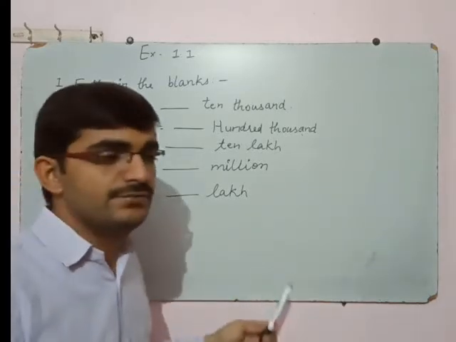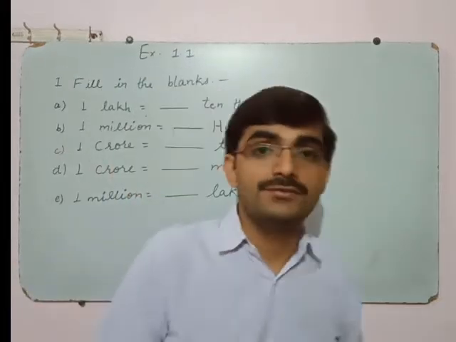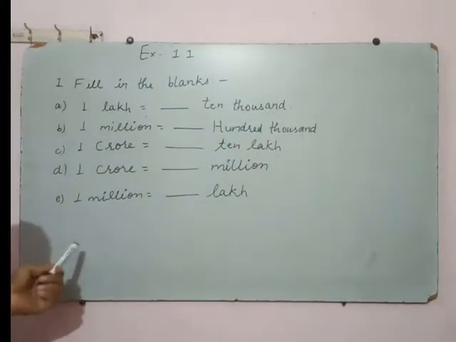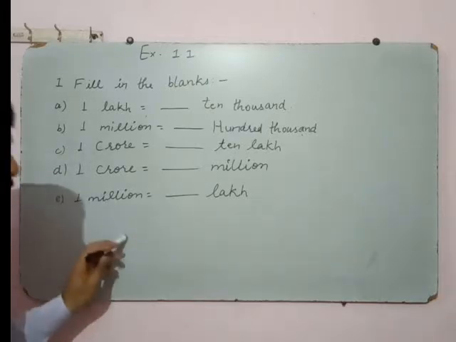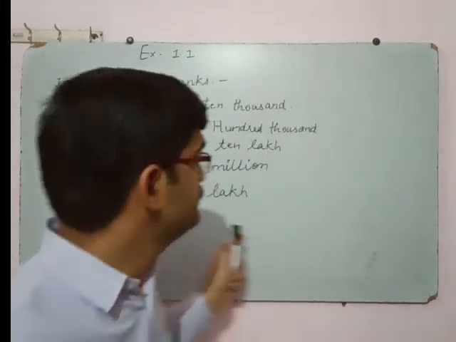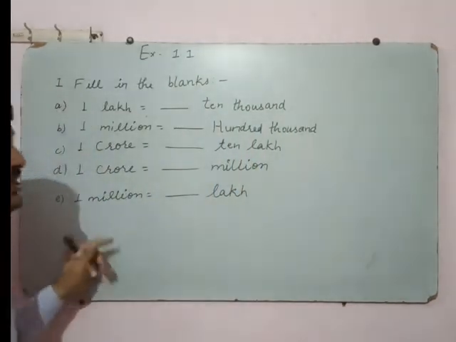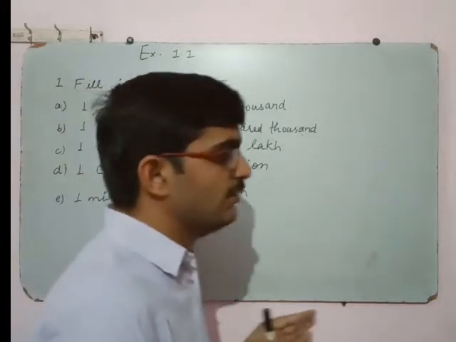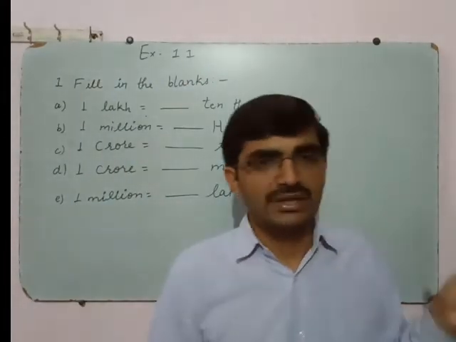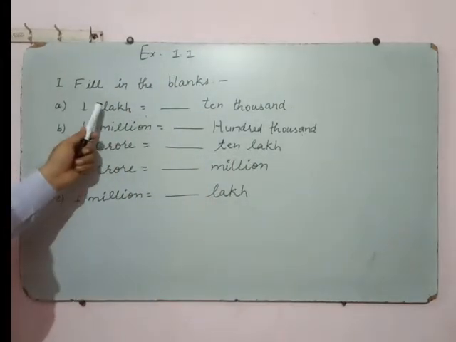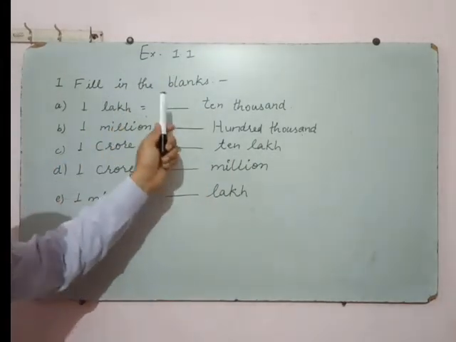In this chapter, the main thing is the nomenclature, or we can say numeration, number naming. इस चैप्टर में जो मेन चीज है वो हमारी है नंबर नेमिंग, कि हमें किस तरह से इंडियन सिस्टम में और किस तरह से इंटरनेशनल सिस्टम में नंबर्स को डिनोट करना है. So the first question is: 1 lakh equal to how many 10,000?